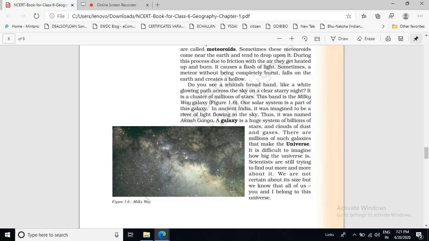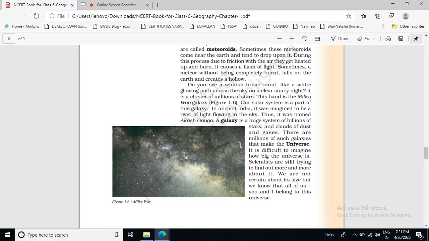One such galaxy is the Milky Way Galaxy, and in this Milky Way Galaxy we find the solar system, and under this solar system we are living on the earth. So in this way the universe is made up of galaxies. There are so many galaxies in the universe. One of the galaxies is the Milky Way Galaxy. Our solar system is a part of the Milky Way Galaxy, and our earth is a part of the solar system.